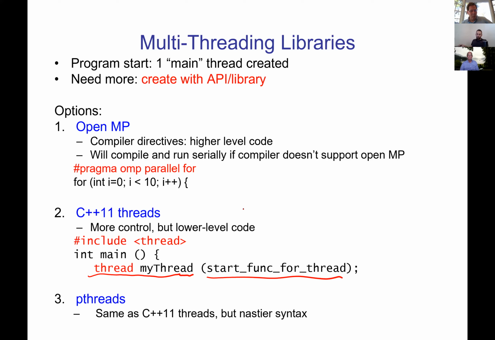Pthreads is a somewhat older library. It basically works exactly the same way as C++ 11 threads. C++ 11 threads are really calling pthreads, but the syntax is nastier. So I would say don't use that. I would recommend using C++ 11 threads, but if you really want more control, pthreads is also an okay choice.